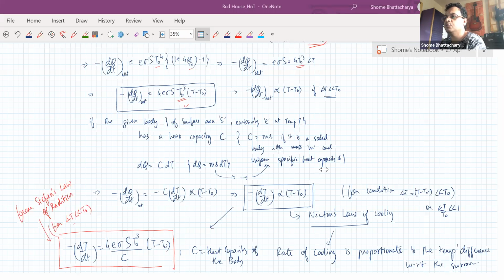Yes, Aman, thanks for pointing that out. I had not seen your message earlier. This exponent of T naught should be 3 and not 4. Okay.